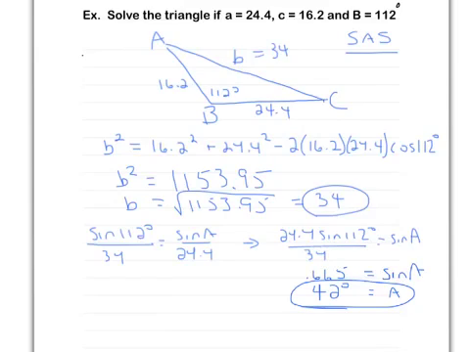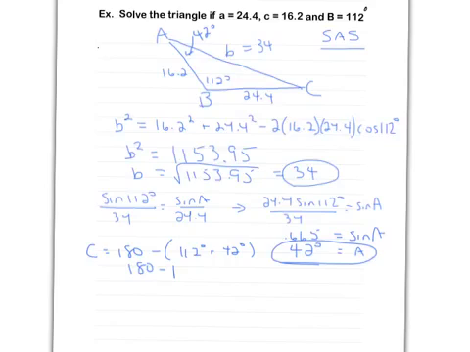So I have angle A, and then how do I find C? Once I know that this is 42 degrees, I can just use C equals 180 minus the 112 plus 42. So I get 180 minus 154, and I end up getting 26 degrees.